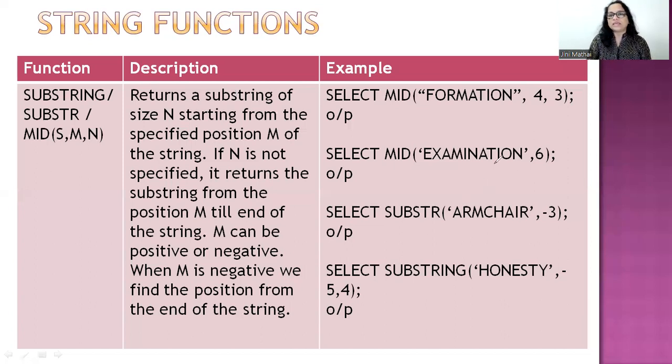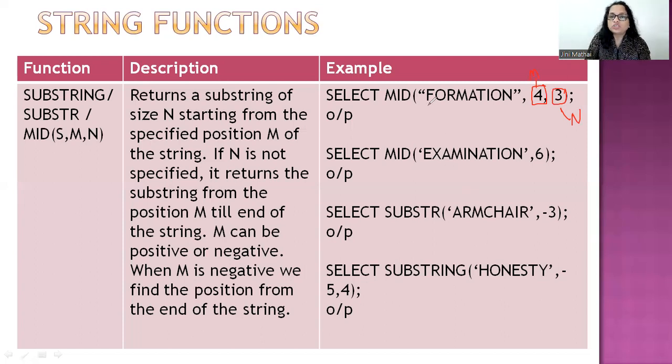Okay, now look at an example. What does it do? It extracts a substring. What does the word substring mean? A part of the string. So you have a whole string, and I'm just trying to extract a few elements from the string. So mid, information, comma 4, comma 3. This is the m variable, right? And this is the n variable, right? What does M say? M says start extraction from position number 4. What does N say? How many characters to extract?